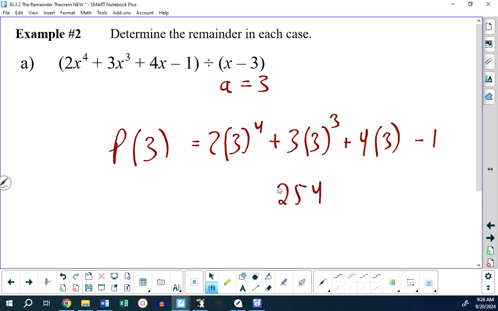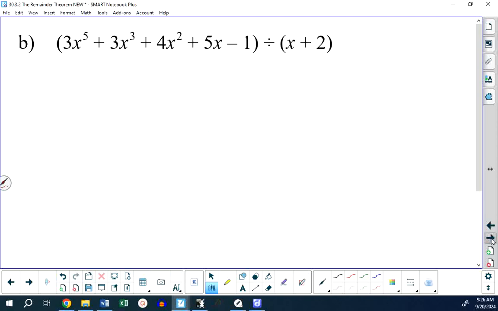Could you have done this question with synthetic division? Without a doubt, as long as you put 0 in for 0x squared. Can you do this with synthetic division? Yes, but I would say you open yourself up to the potential of more mistakes. You're more likely to make a mistake with synthetic division here. We need to find, for the remainder, p of negative 2.